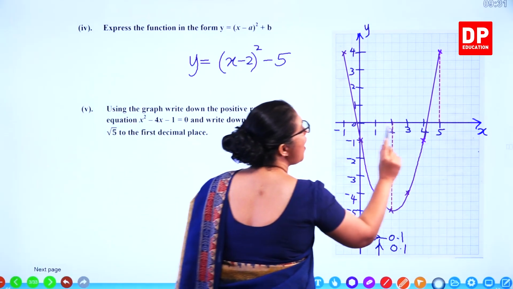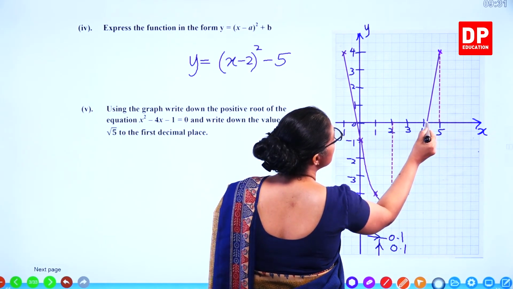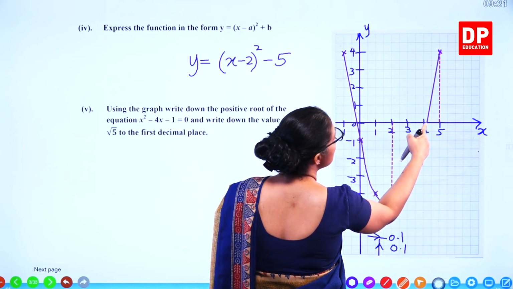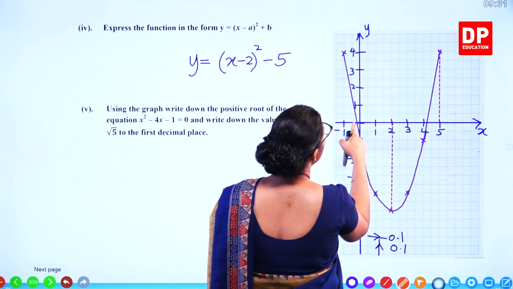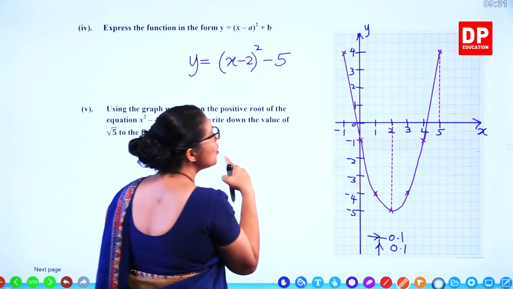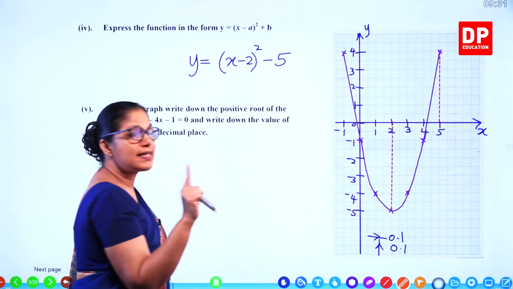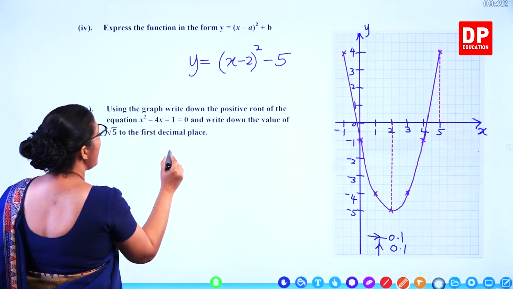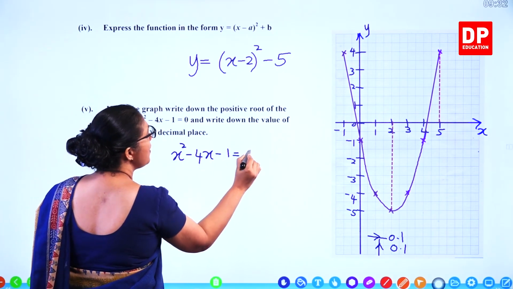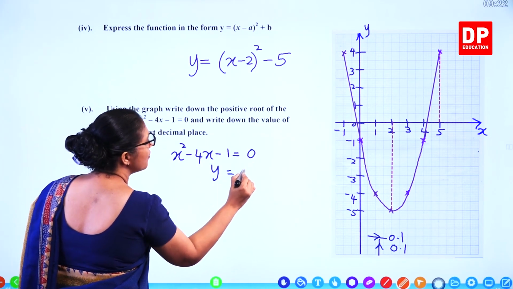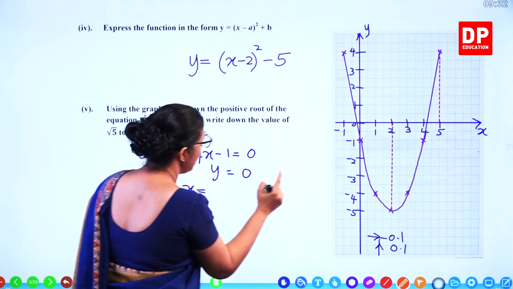So that means when y equals 0 on the x-axis, what are the points here? 3 squares to the right, so 4.3 and minus 0.2. But we need only the positive answer. So x squared minus 4x minus 1 equals 0 means y equals 0. So the x value is 4.3.